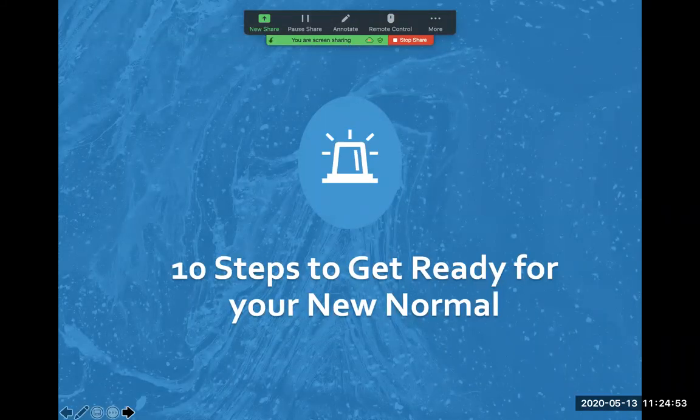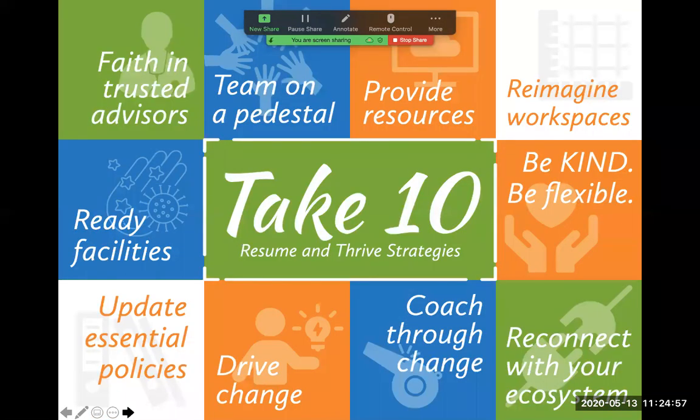Now let's talk about getting ready for your new normal. And I want to go through these 10 steps. So this morning we published this infographic and an article that went with it that explains each of these 10 strategies. And I want to touch on them briefly today. The article is available on the website, so you can certainly take a look at that.